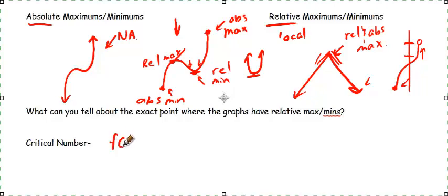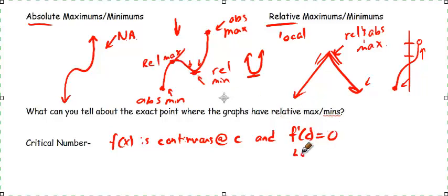So f of x is continuous at some c, so it has to be there. You can't have an open circle there. And f prime of c either equals 0, it's horizontal, or you have this corner, and that's where the derivative f prime of c is undefined.